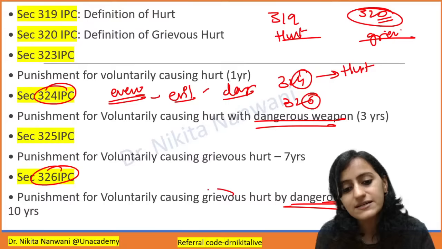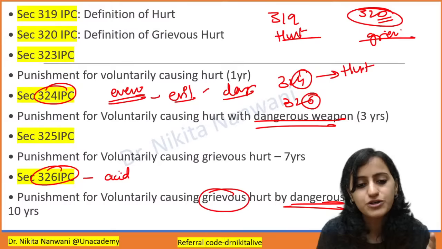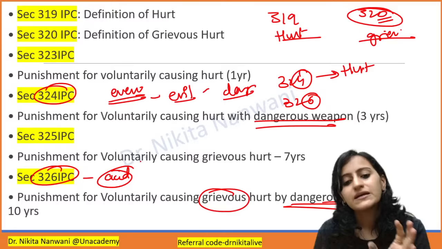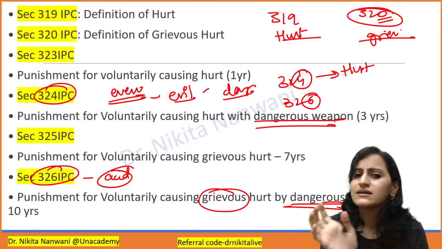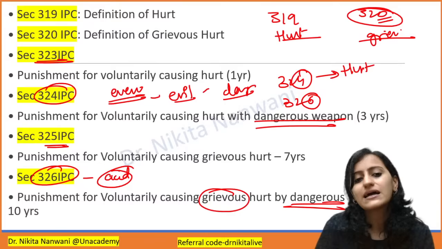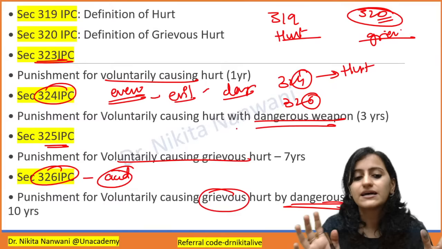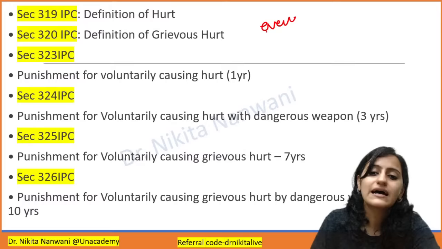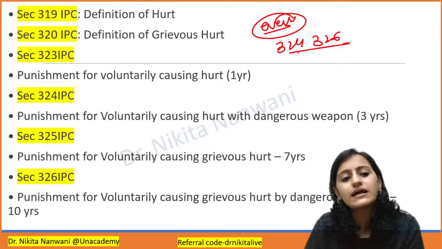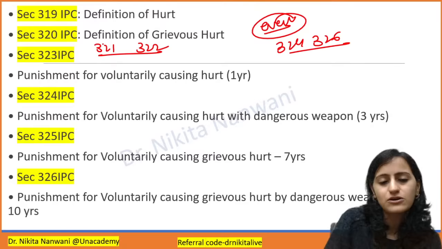Also your acid throwing, vitriolage, 326A, that comes in your 326, right? So even number is more evil, that is dangerous weapon. 324 hurt, 326 grievous hurt. The odd number ones, 323 and 325, are simple: voluntarily causing hurt, voluntarily causing grievous hurt. There is no dangerous weapon. When it is dangerous weapon, it is more evil. That means it is the even numbers 324 and 326. 321, 322 is the definition of voluntarily causing hurt and voluntarily causing grievous hurt.